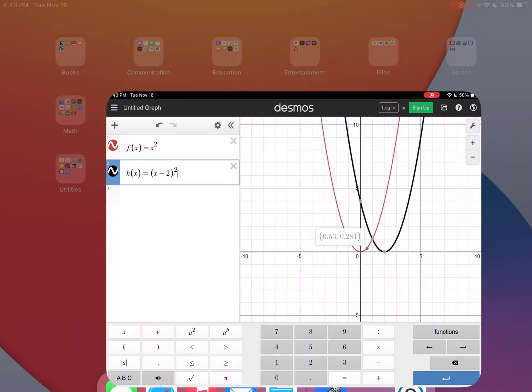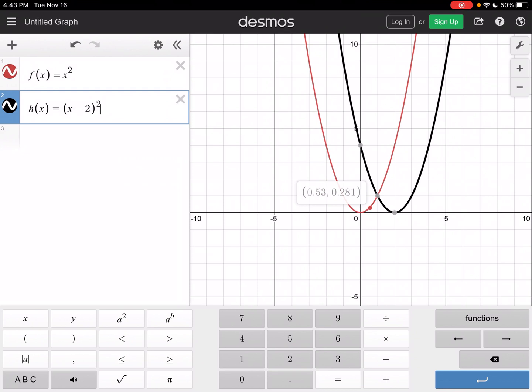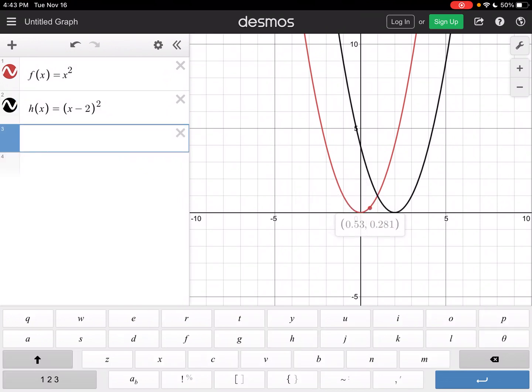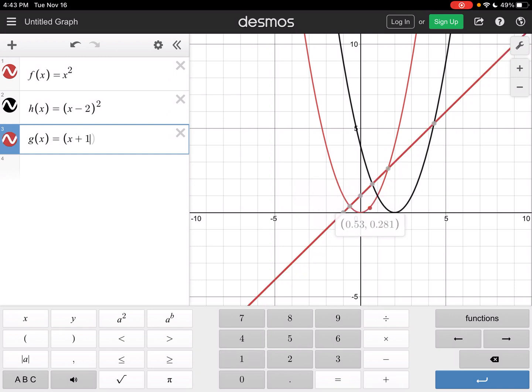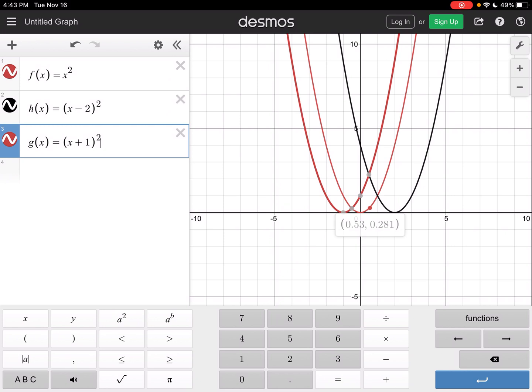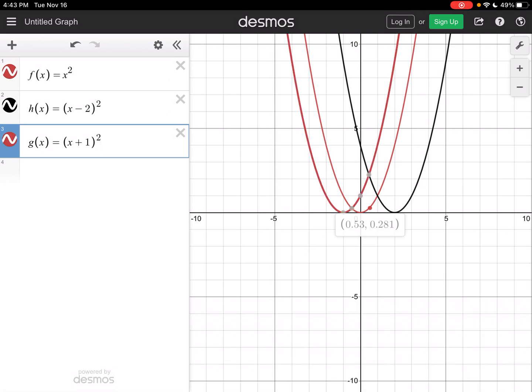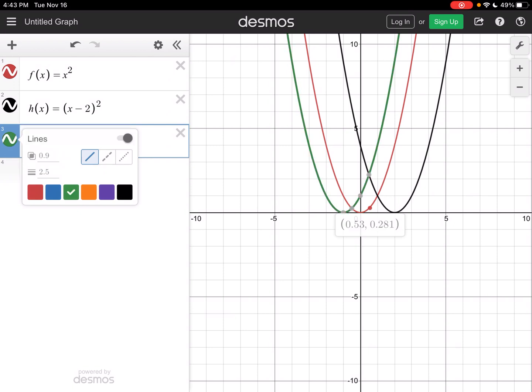So let's verify that. I'll do g of x equals x plus 1 in parentheses, and then I'll square that. And notice it got moved to the left there. Change that to a different color so you can see the difference. And there you have it.